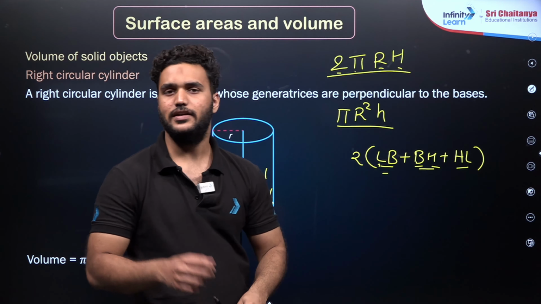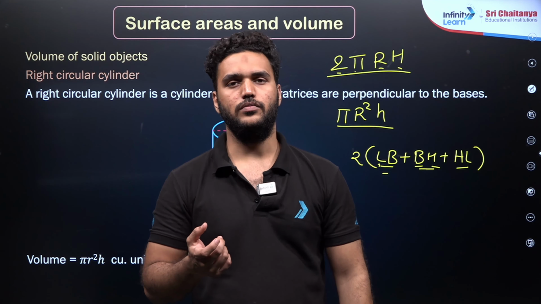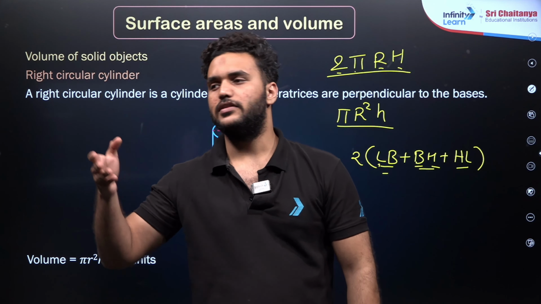That's why you always get area as length into length, and in the volume formula you always get length into length into length.